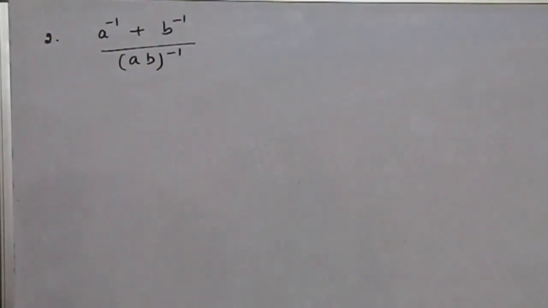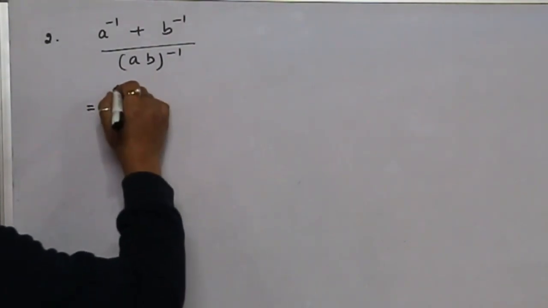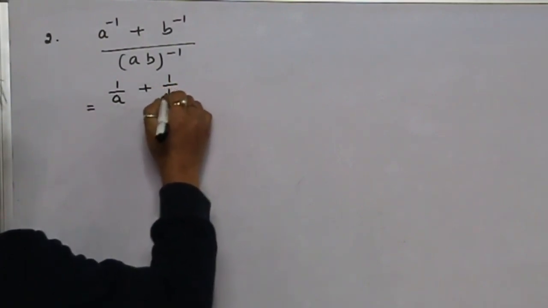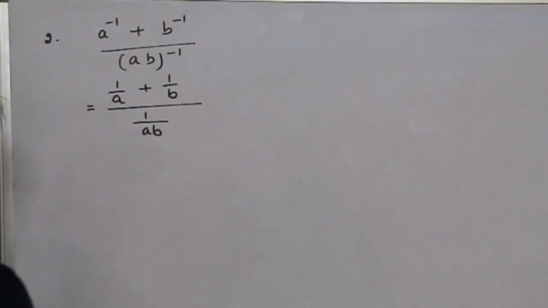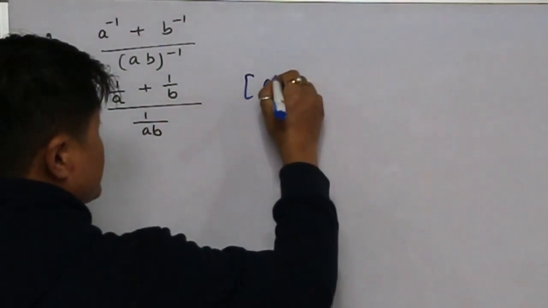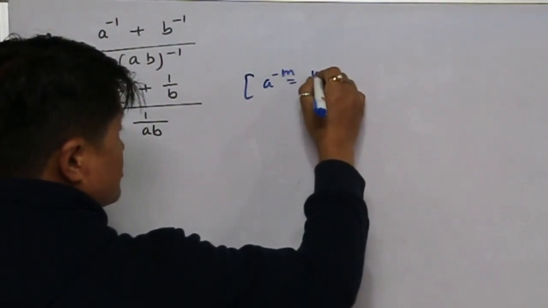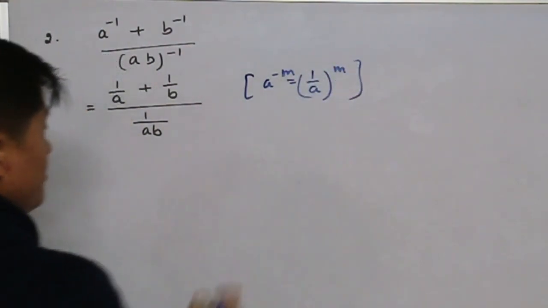Next question is a to the power minus 1 plus b to the power minus 1, whole divided by ab to the power minus 1. So first we'll make the power positive. 1 by a plus 1 by b, whole divided by 1 by ab. Here we have written that a to the power minus 1 is equal to 1 by a, or a to the power m is equal to 1 by a whole to the power m. So we have taken the reciprocal of the base.